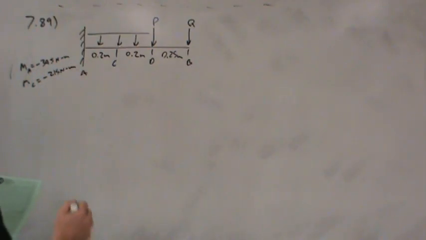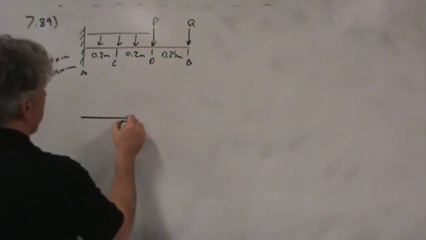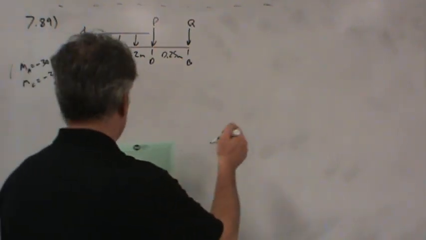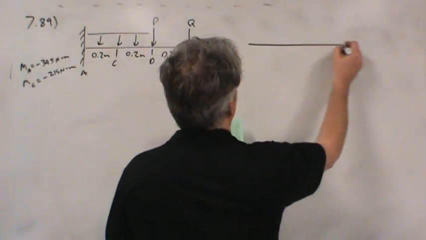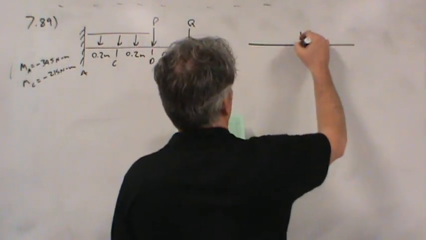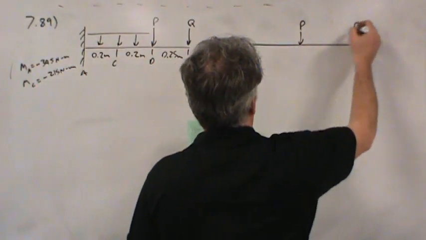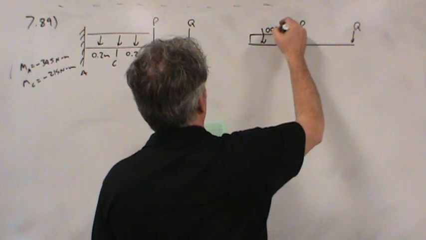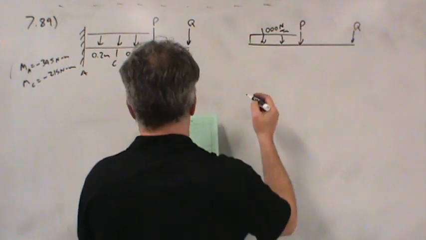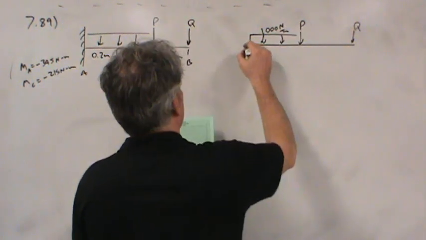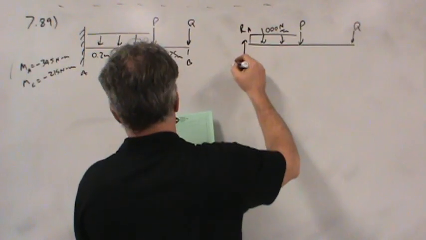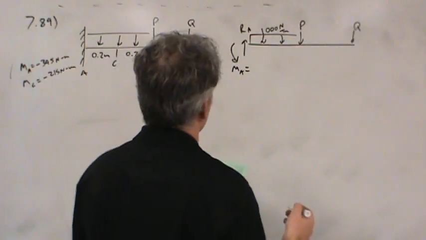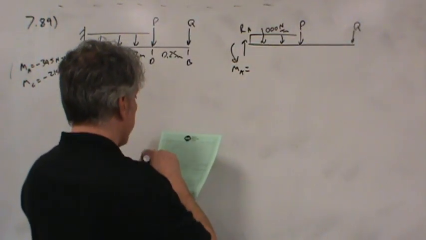Okay. So what I decided to do is just go ahead and make a free body diagram of the beam. In fact, let's do that off to the right. That way I can put my shear moment diagrams beneath the beam. So make a free body diagram of the beam with P and Q here, the distributed load of 1,000 newtons per meter along the length, and then the reaction at A and the moment at A could be written in terms of the information we've been given.